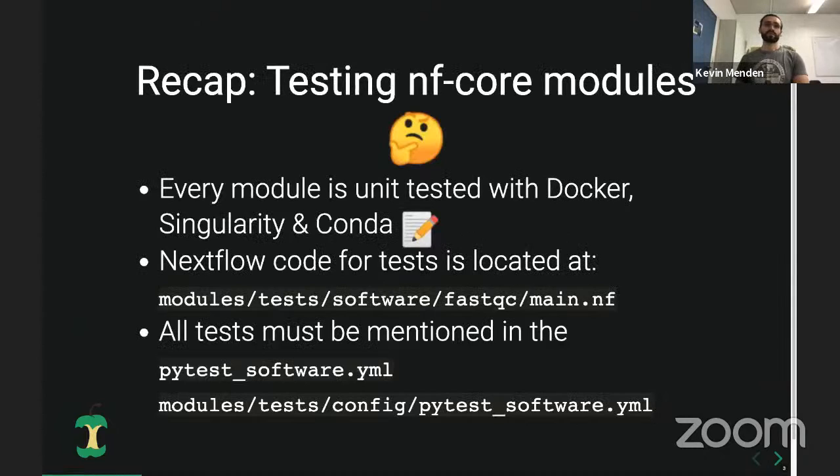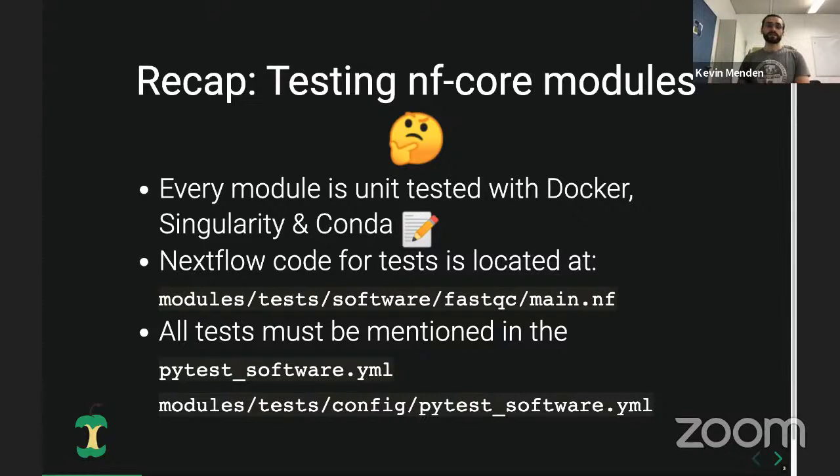So I would like to start with a quick recap about the tests for NF Core modules. This is covered in other Byte-Size talks already, and there's also lots of documentation online, so be sure to check that out. But just as a quick reminder, for every module that we have on the NF Core modules repository, we have unit tests for Docker, Singularity, and Conda.